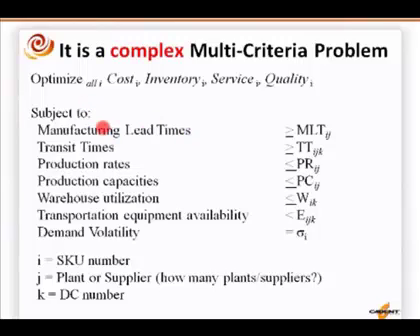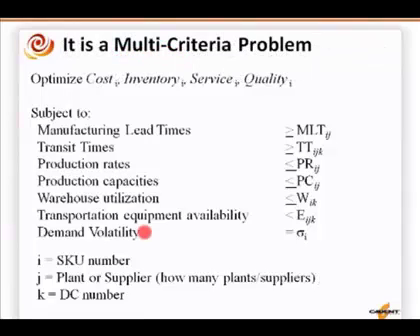Manufacturing lead times are, and subject to, these are all constraints. Manufacturing lead times have to be greater than how much of that SKU you can produce at plant or supplier J. Transit times, moving SKU I from plant or supplier J to DC number K. Production rates, production capacities, warehouse utilization, the same things that we talked about. It's really a multi-criteria optimization problem that we're trying to work with.